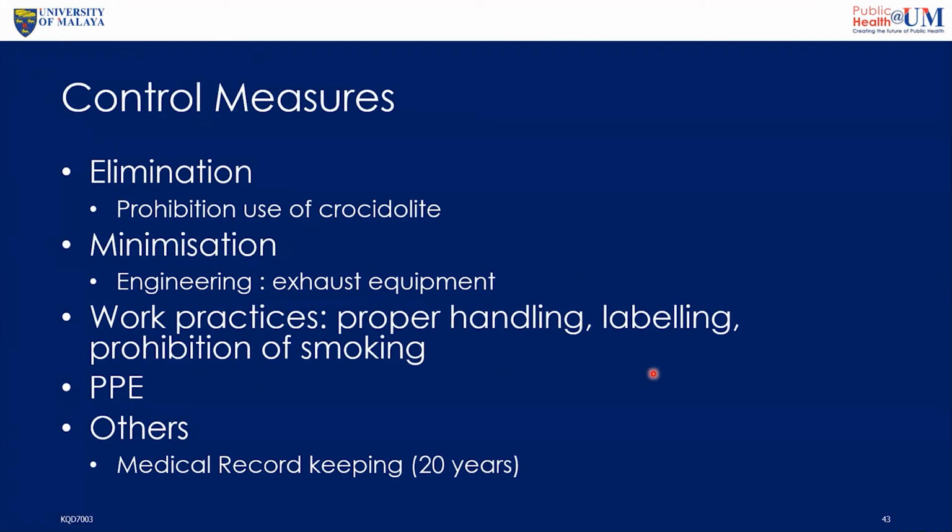Control measure, elimination: prohibition of use of crocidolite. All right, there's the prohibition of use of crocidolite. That's the blue asbestos. You cannot use the blue asbestos. All right. Minimization: engineering control or exhaust equipment, work practices, proper handling and labeling, prohibition of smoking. All right, because smoking has been found to increase the risk of getting asbestosis. Okay, of course, personal protective equipment and medical record keeping.